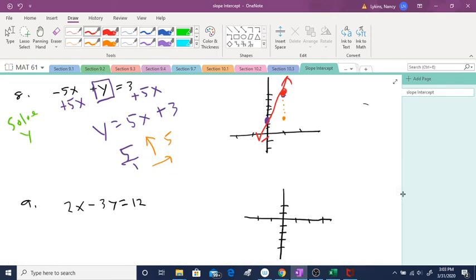So if you want to pause at any time, you can always pause and look how I do it, and that gives you some time to practice.